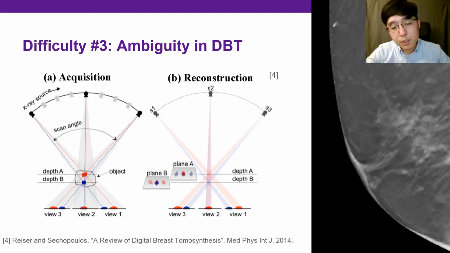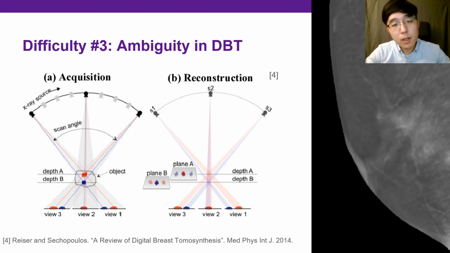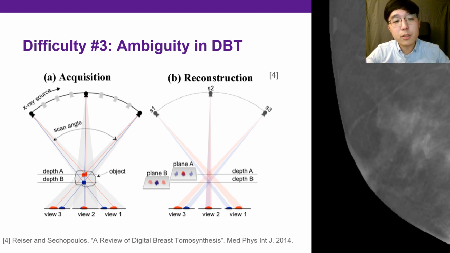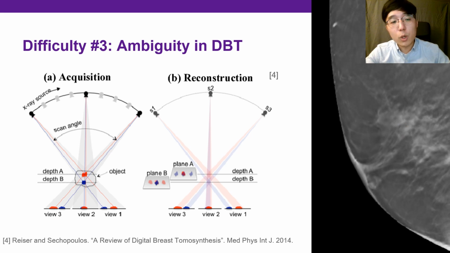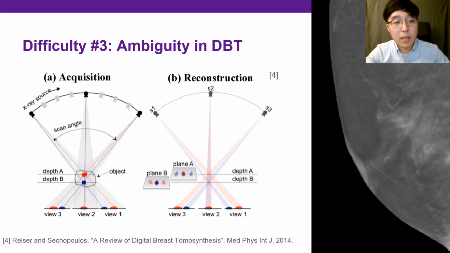In the image acquisition, DBT currently only utilizes about 15 to 30 degrees of limited angles in order to minimize the radiation exposure for the patients.